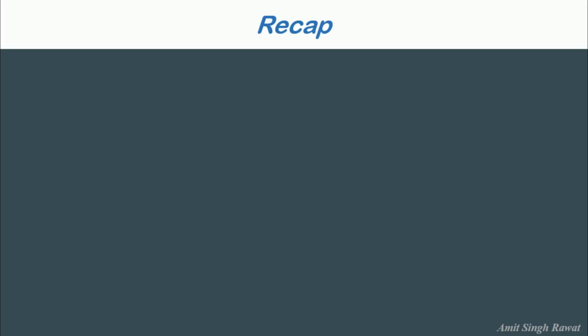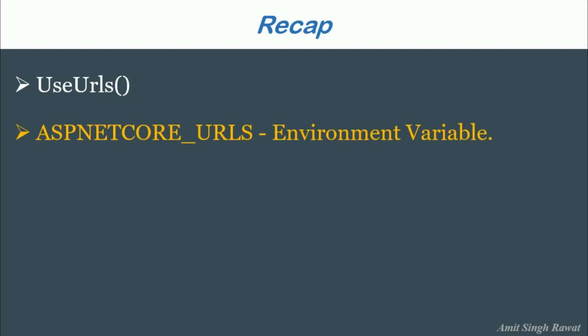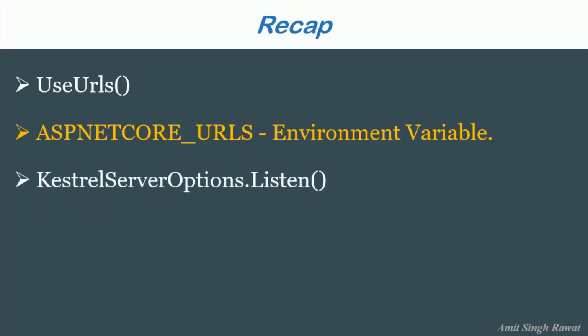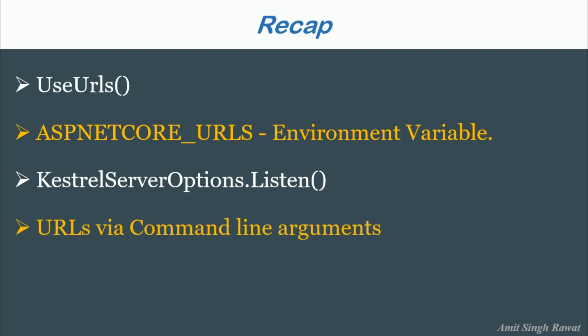Let's quickly recap. We covered four concepts in this video. First is UseUrls, where we set static addresses or endpoints in the program.cs class. Then we used the ASPNETCORE_URLS environment variable, where we set this key within the environment variable section. Third is Kestrel server options, where we configure addresses for the Kestrel server manually using Listen. And finally, we used URLs via command line arguments, where we set comma separated URLs via the --urls parameter.